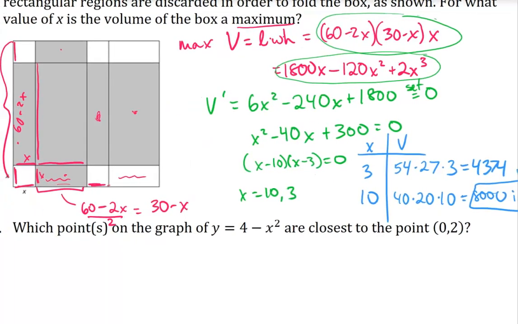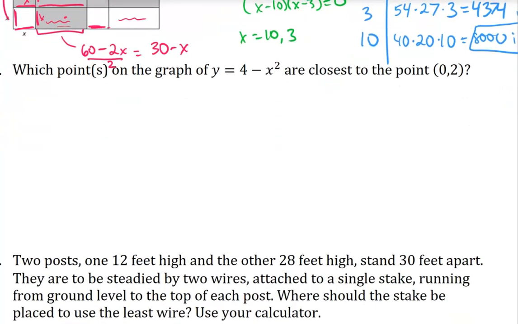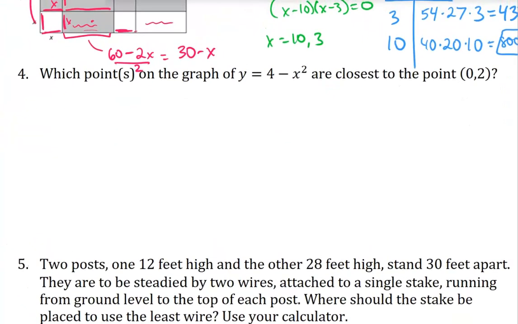Okay? All right, number 4, which point or points on the graph of y equals 4 minus x squared are closest to the point 0, 2? So again, I'm going to go ahead and graph my parabola, 4 minus x squared. So this is y equals 4 minus x squared. And then x-intercepts of -2 and 2.